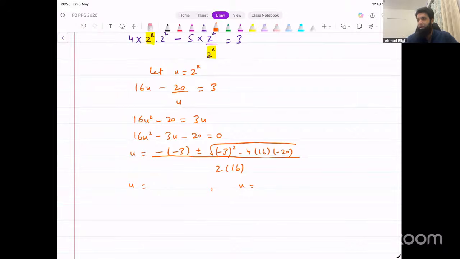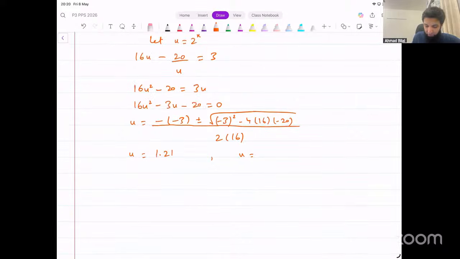Okay. Achha. Now, what are the values of u? u is 1.2157. This is one possible value of u that you're getting, and the other one, negative 1.0282. These are two possible values of u that we're getting.